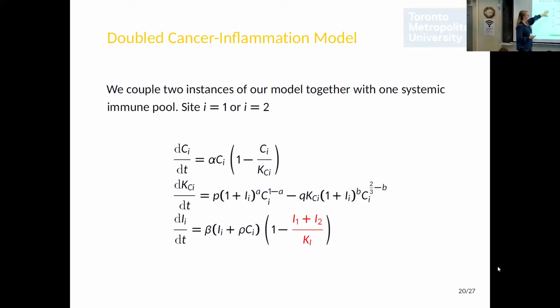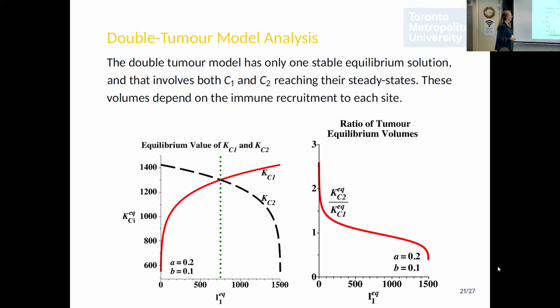So we took 2 copies of our simple model and coupled them together with one inflammatory source, one left side, one right side, and then looked at how they're coupled together. You can't see it down here, but if the left side has all of the immune cells at the end of the simulation time, then that tumor will be large, and the other side would be small. So basically, the size of the tumor is coupled very tightly to how much of the immune response is pulled to that one site.